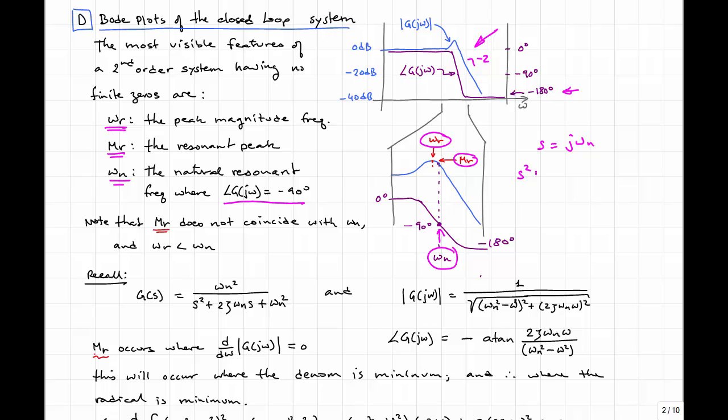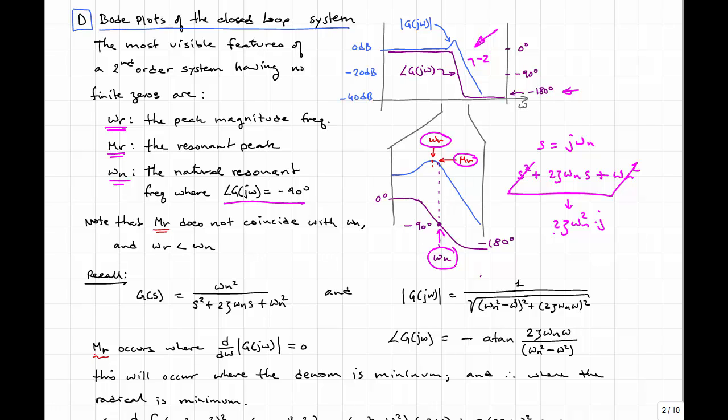And you can check this if you plug in s equal to j omega n into the term s squared plus 2 zeta omega n s plus omega n squared. You'll find that this first term and third term cancel, and we end up with 2 zeta omega n squared times j, and since this is in the denominator, we actually have a minus j, which is -90 degrees.